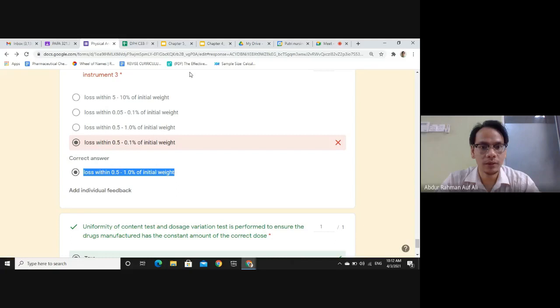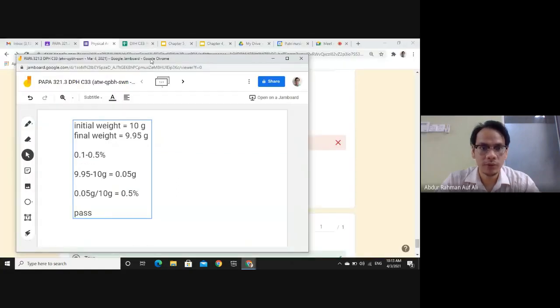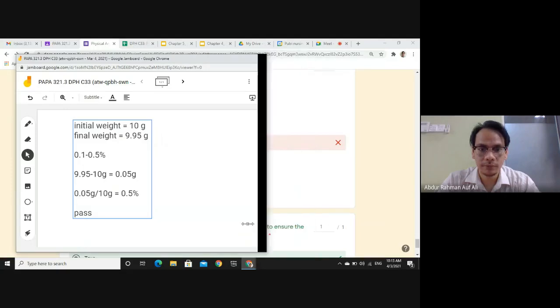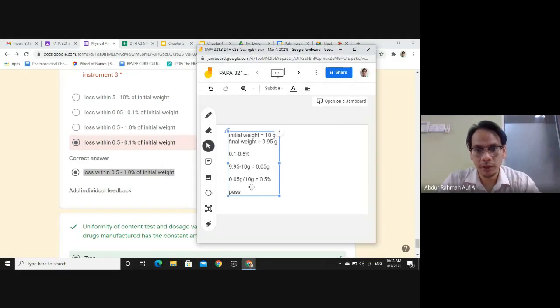So, mana contoh yang saya bagi tadi? So, dalam contoh yang saya bagi ni, oh, kecil. Kalau saya buat calculation tadi, dia loss 0.5. Okay, so my example is still betul lah. Okay, jawapan betul adalah loss within 0.5 hingga 1%.